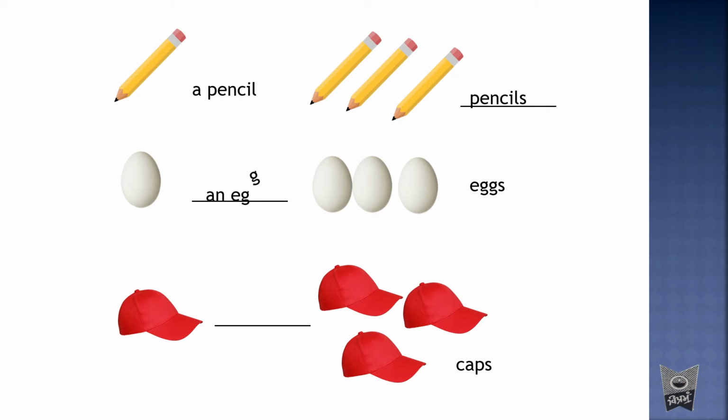An egg, an egg. Okay. Next, a cap. These are caps. More than one means caps. And here it will be only one cap, so that is why we are writing a cap, a cap.